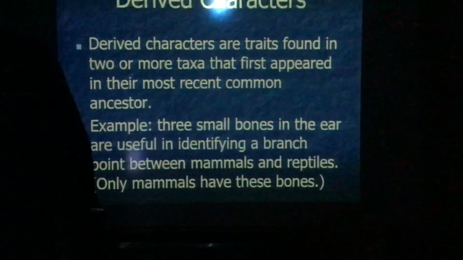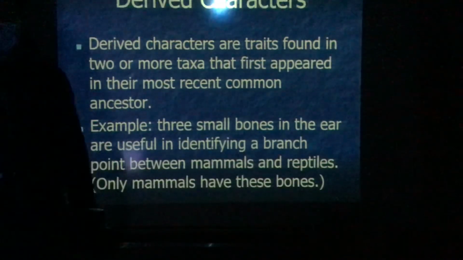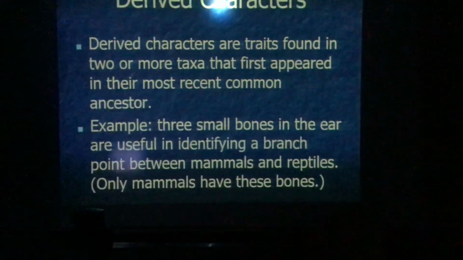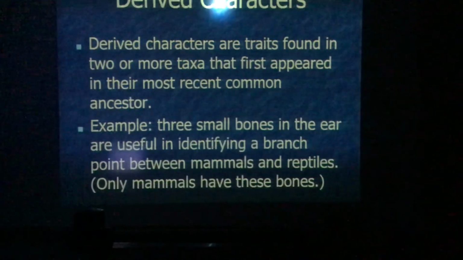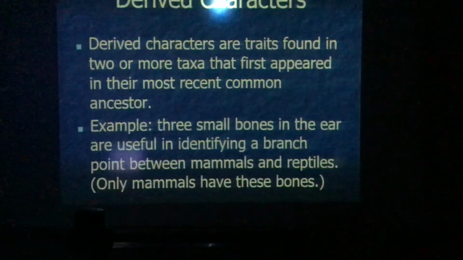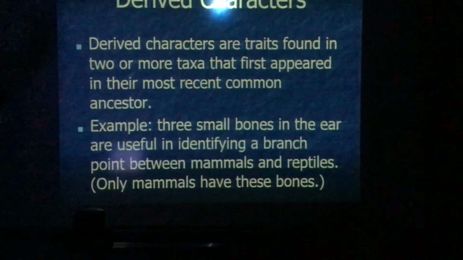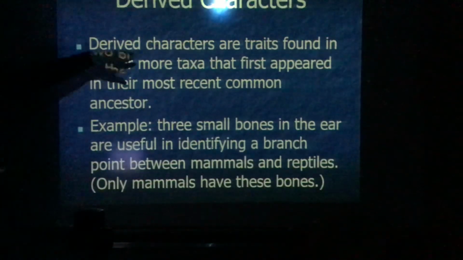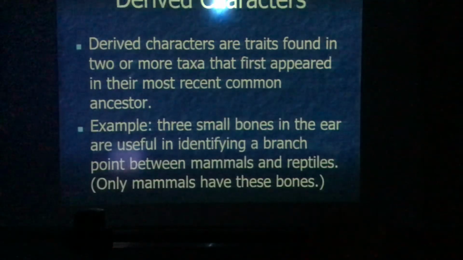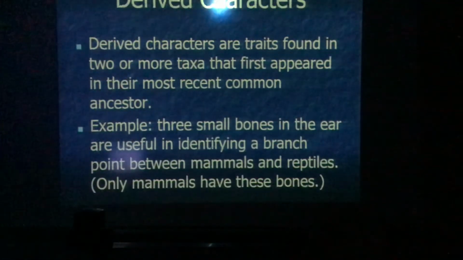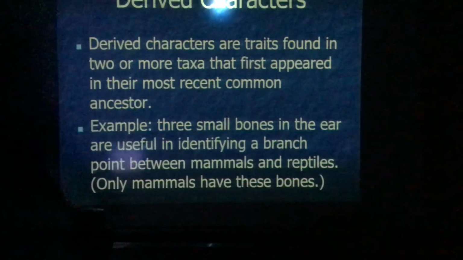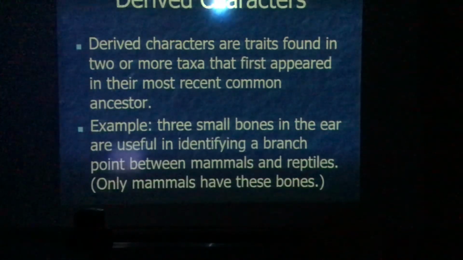That leaves us off at derived characteristics, which is the one that gives us all our diversity. I'll review this again next time, because these are main points that we will refer to a lot in some of the exercises we do. Derived characters are traits found in two or more taxa that first appeared in the most recent common ancestor. What do you mean? For example, 3 small bones in the ear are useful in identifying a branch.